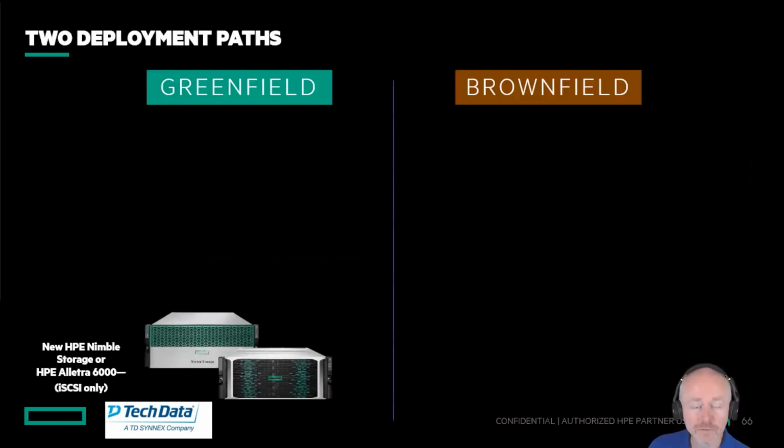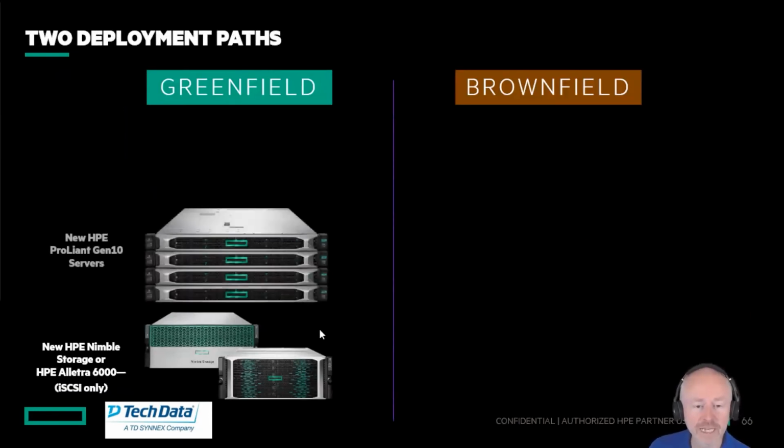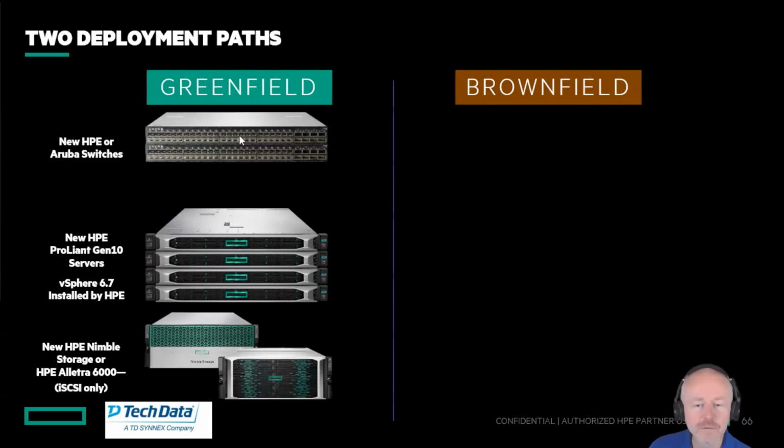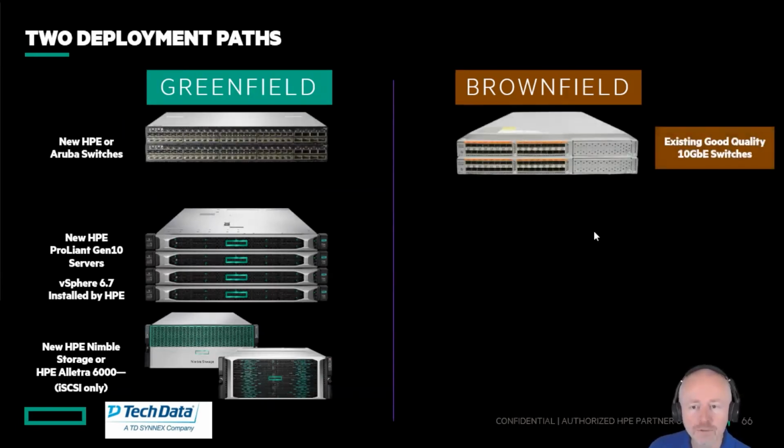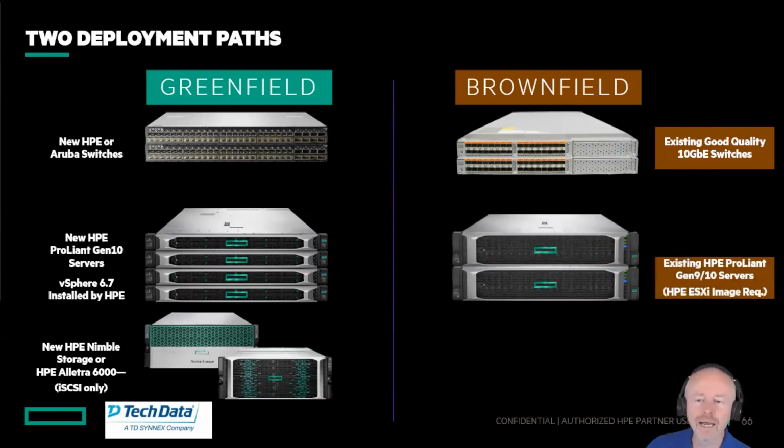Now, like I said, we have two deployment paths. We have the greenfield where HPE will deliver the storage array with compute and the switches, while with brownfield, you have existing switches. They have to be good quality, so good, decent iSCSI storage switches, not the cheap ones. Don't say, hey, my customer has 10 gigabit switches. Yeah, I can buy a 10 gig switch for 100 euros. That doesn't mean anything. No, it's got to be a good, decent switch supporting iSCSI. Existing ProLiant servers, Gen 9, Gen 10 are supported.